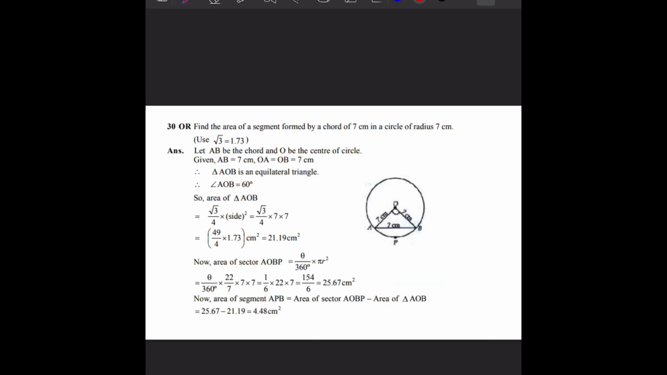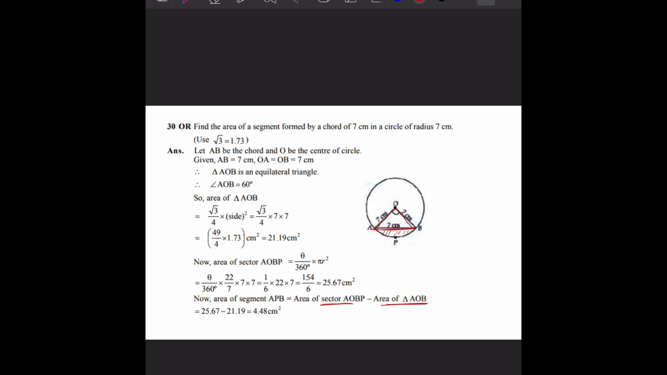Find the area of the segment formed by a chord of 7 centimeter in a circle of radius 7 centimeter. If radius is 7 centimeter and the chord is also 7 centimeter, this will be an equilateral triangle. We need to find out this area. And how do we find out area of the segment? Area of the segment will be sector minus triangle.